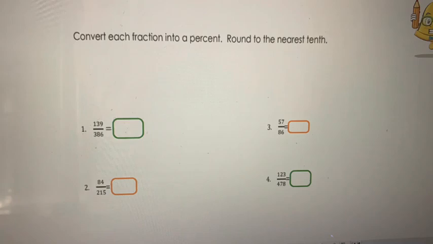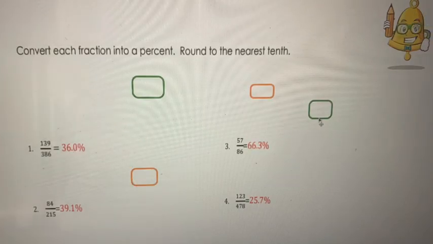Hey guys, let's start out with a little bell work. Today's bell work is to convert each fraction into a percent, rounding to the nearest tenth. Please pause the video and come back when you're ready to see the answers. Remember, to find the percent, we have to divide the numerator by the denominator and then round.